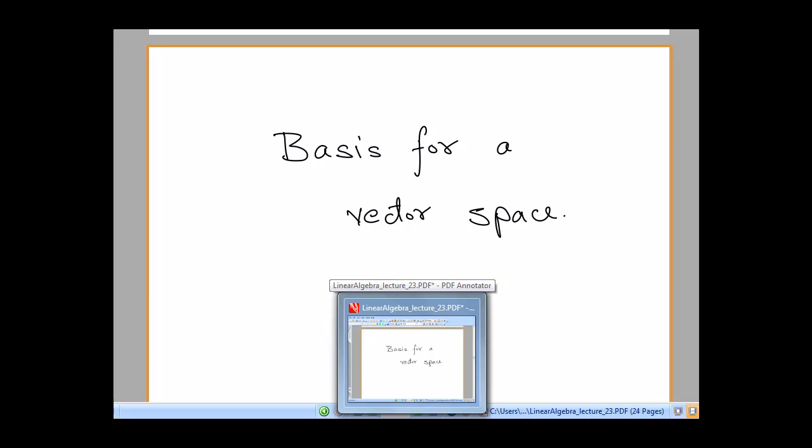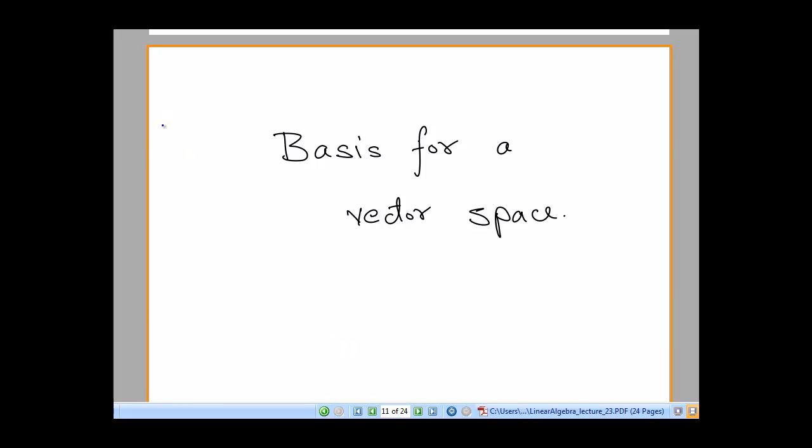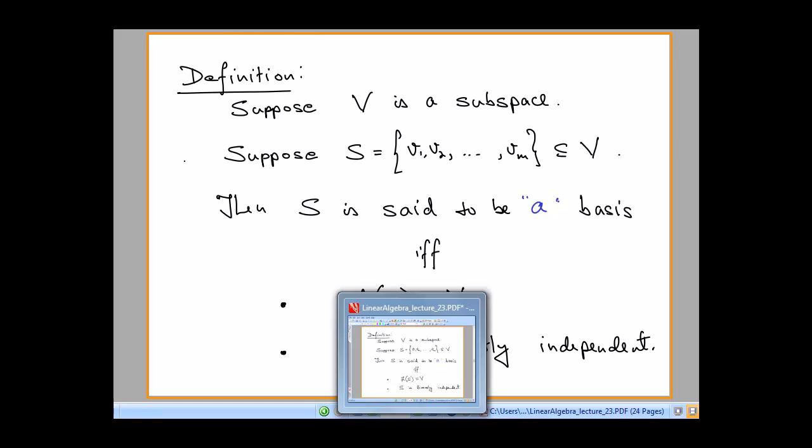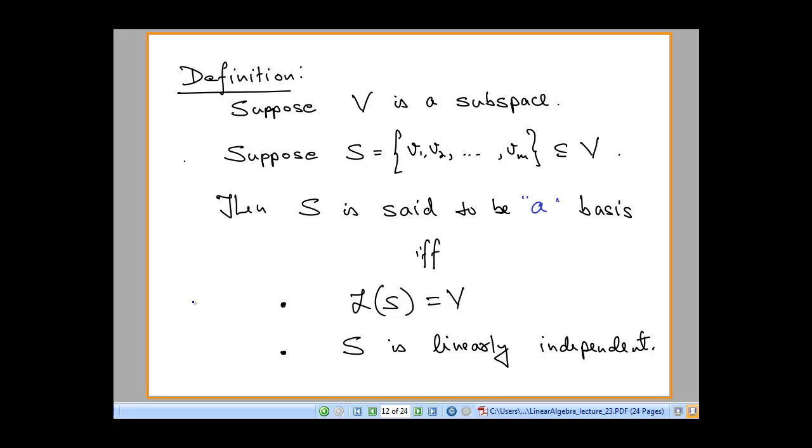So we have talked a lot about linear span and independence. When you add those together, what you get is a basis of a vector space. So let's jump straight to the definition. The definition is simple. It's basically the addition of independence and span.